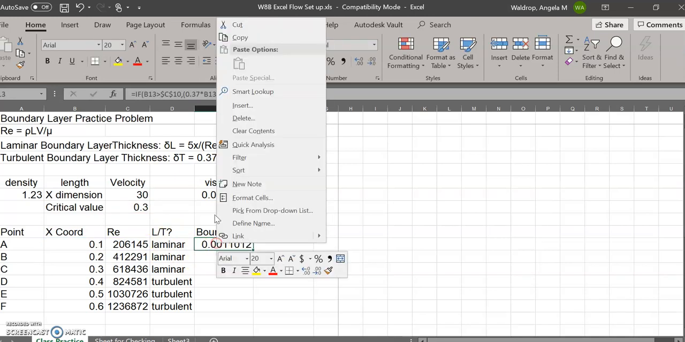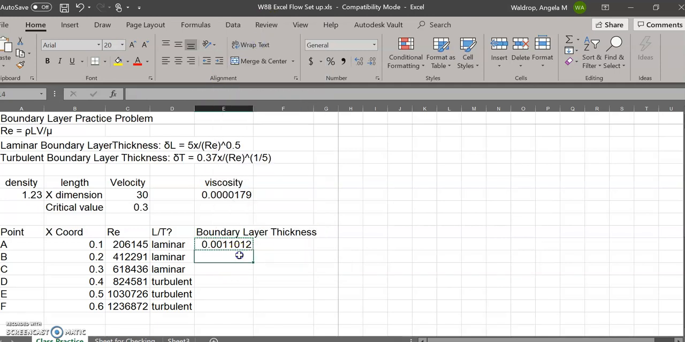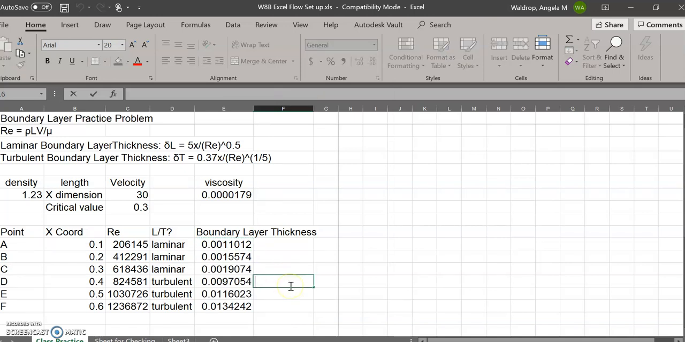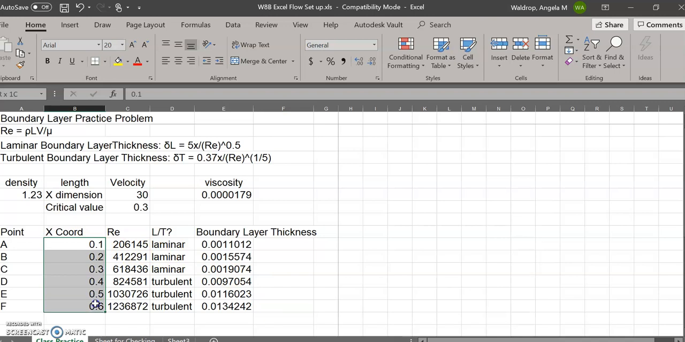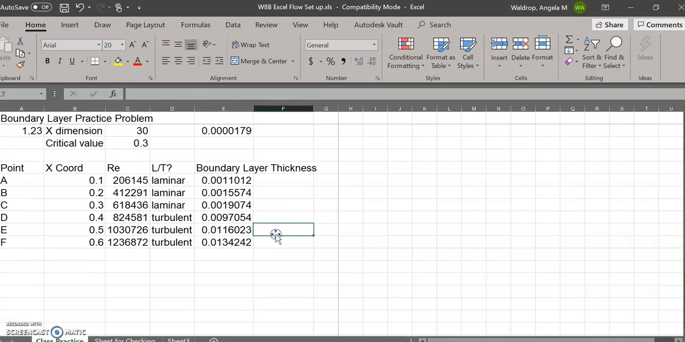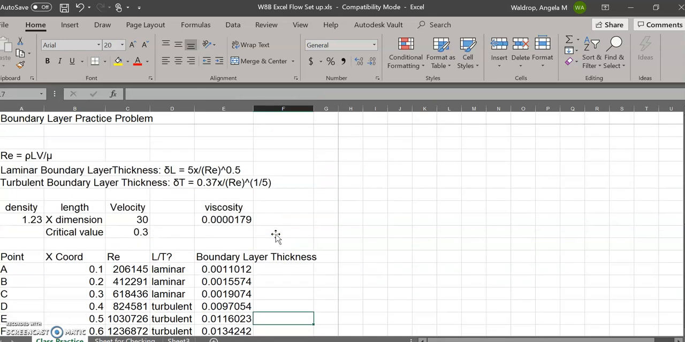Okay? And I can just copy this and paste it all the way down. There we are. And that's my values for my boundary layers. Okay? Now, once I have this, if I wanted to do a graph, I could graph this as the x coordinate and this as the y coordinate. I could get a very nice graph for my boundary layer. I can actually see what it looks like. Okay? But as far as doing the actual problem, that's really all that we need.